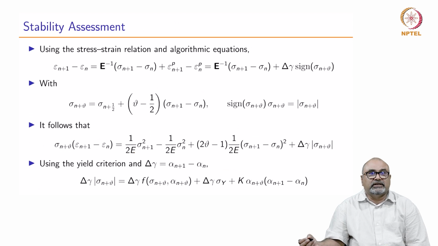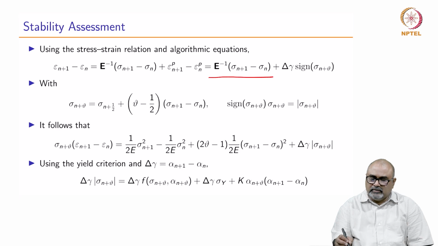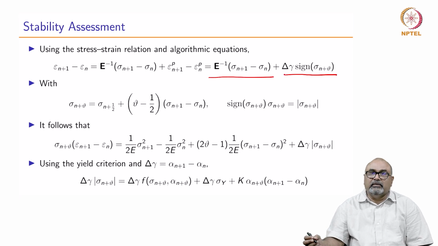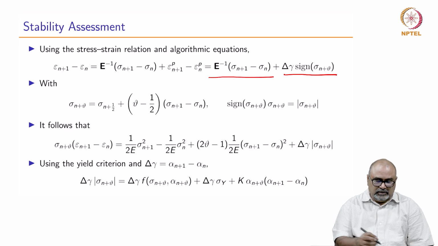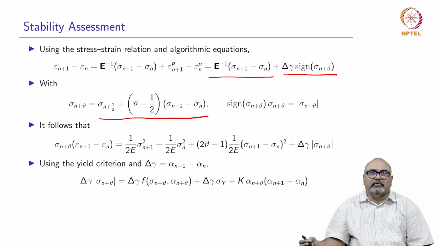So, using the stress strain relation and the algorithmic equation, one can write the difference epsilon n plus 1 minus epsilon n, and it is simply E inverse times sigma n plus 1 minus sigma n, plus delta gamma sign of sigma n plus v, and sigma n plus v is taken as sigma n plus half, plus v minus half times sigma n plus 1 minus sigma n.